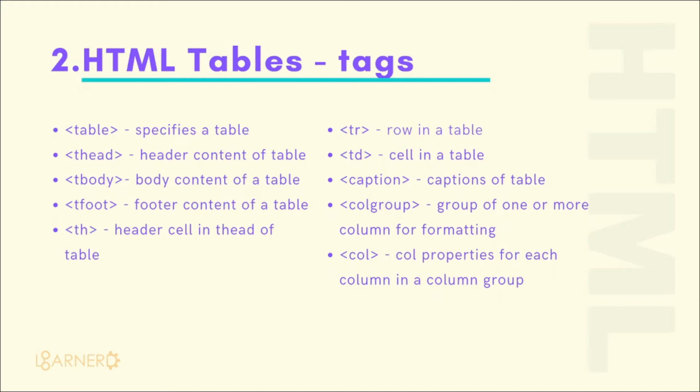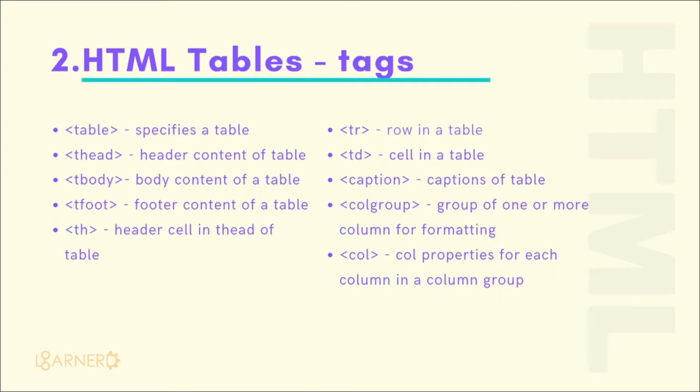So for example, the first one is the table. It's usually the container and specifies the table. And as I've told, for the header, footer, and the body of the table, we already have three tags, that is thead, tbody, and tfoot, which represent the particular section of a table. Another one is the th. This is a special tag to present a cell in the header. Thead uses th to represent a cell in the header.